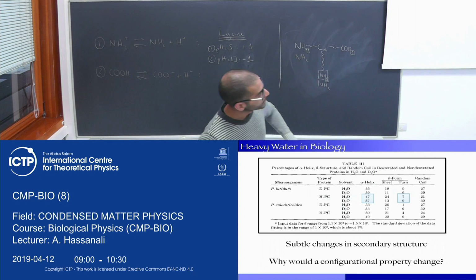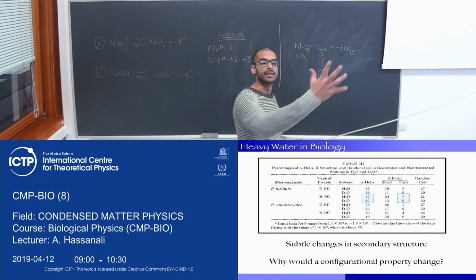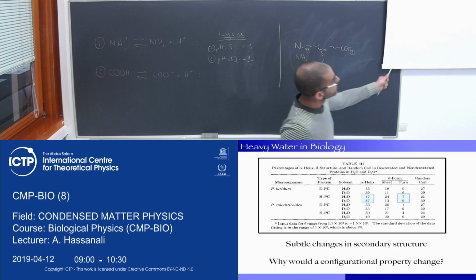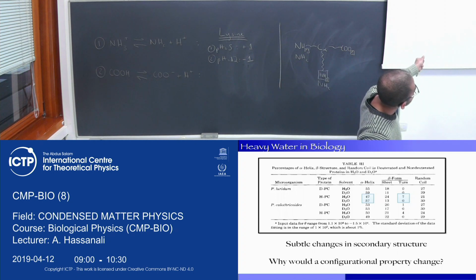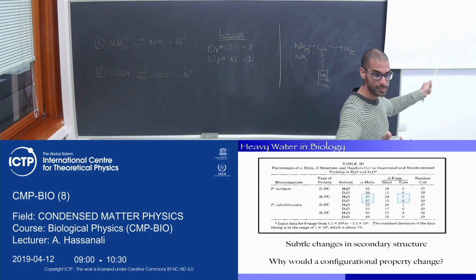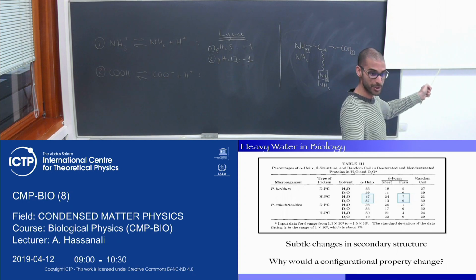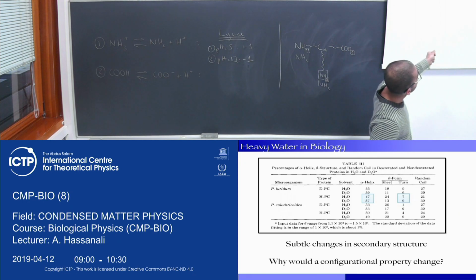Just to put this into context, so that's in a liquid. These are experiments where they measure the amount of secondary structure, so alpha helix versus beta sheet. Okay? And they compare it.